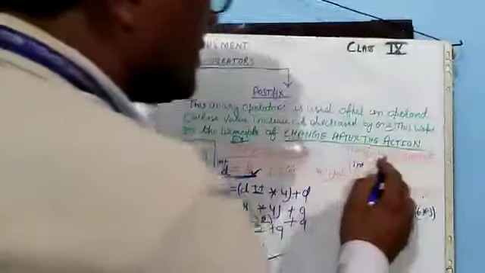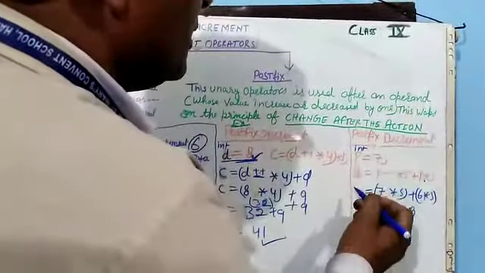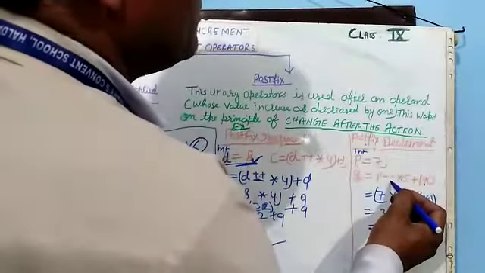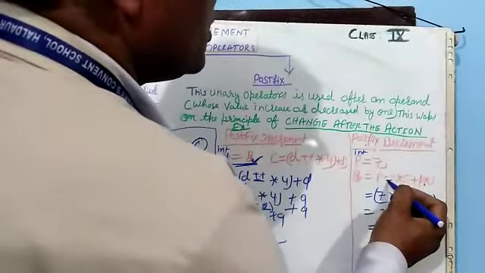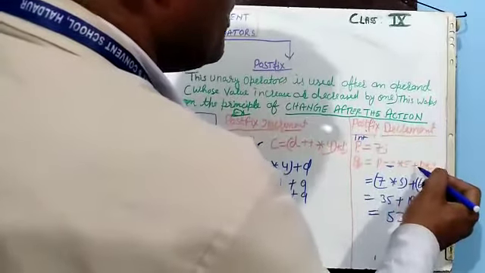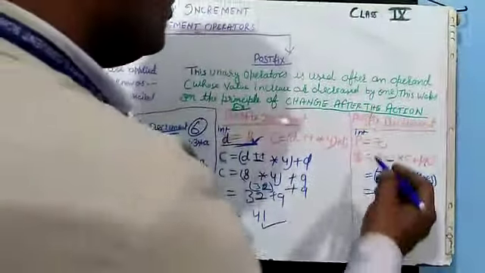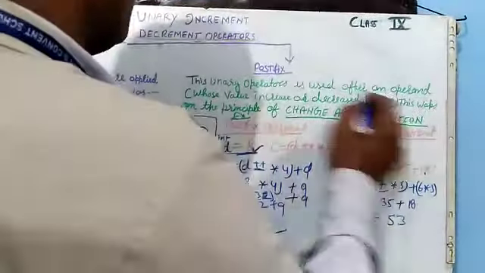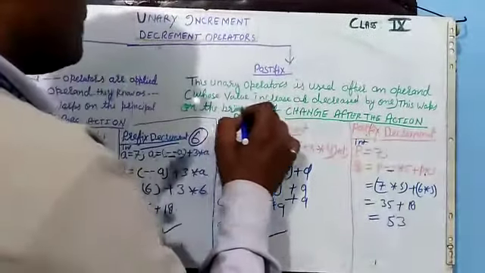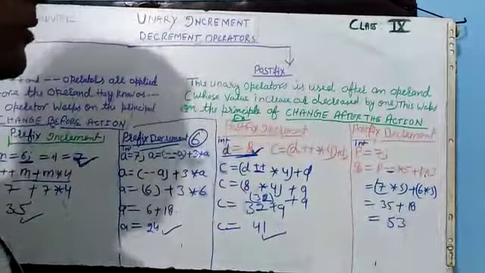Now postfix decrement. The value of integer p is equal to 7 and q is equal to p postfix decrement sign. After the operand we are using this sign, postfix decrement, multiply by 5 plus p multiply by 3. Now the principle of this postfix: this works on the principle of changing after the action, means after the calculation.